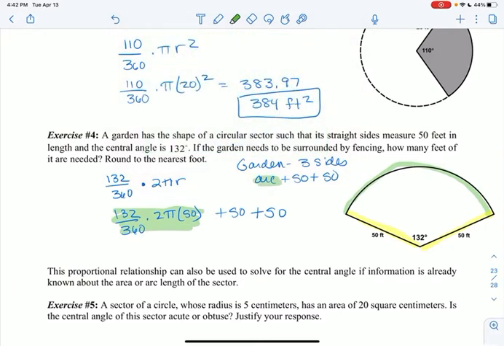So in your calculator, 132 divided by 360 times 2 times pi times 50. Now, I did that separately, so if you want to do that separately, you can, but you don't have to. I get 115.1917, but then you have to add on the 50 and the 50, which is really just adding on 100. So that's 215.1917, and I want that to the nearest foot, meaning I don't want any decimals, so I need 215 feet of fence.